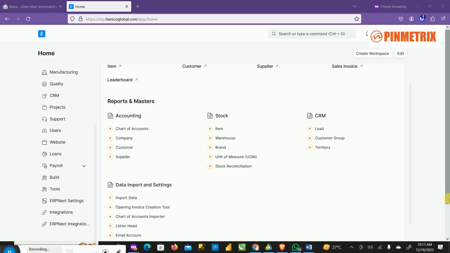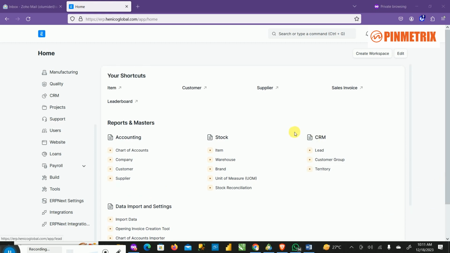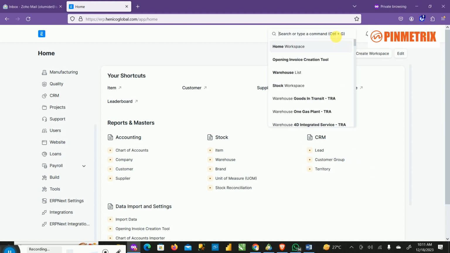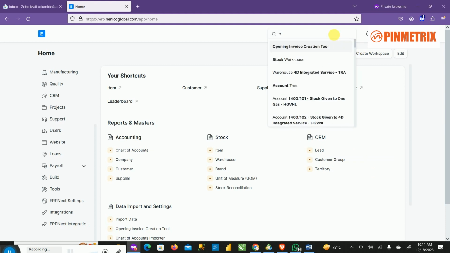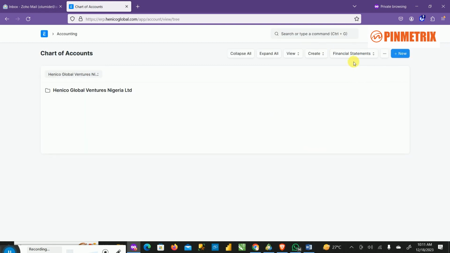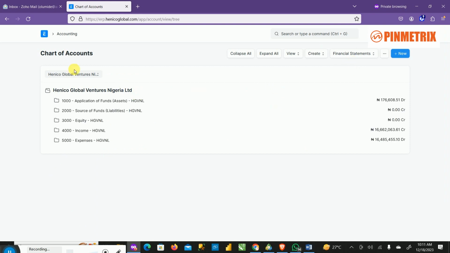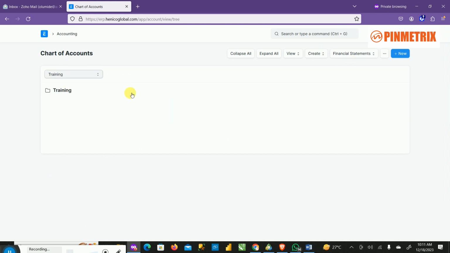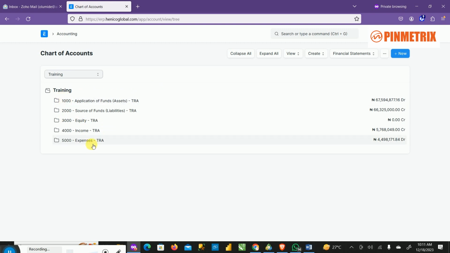So let's go into the scenario. Now I have ERPNext open. I'm going to search for chart of account. Let's see the accounts that are represented on the chart of account in this scenario. I'm going to be using the training platform.